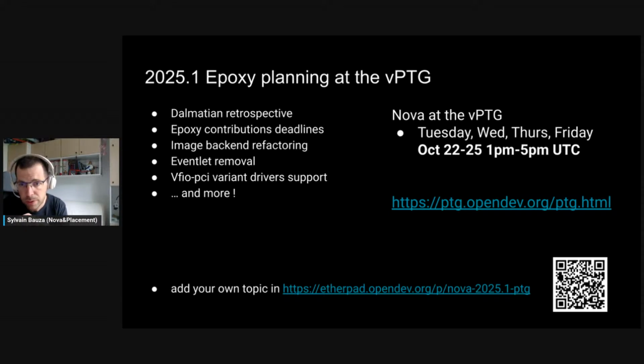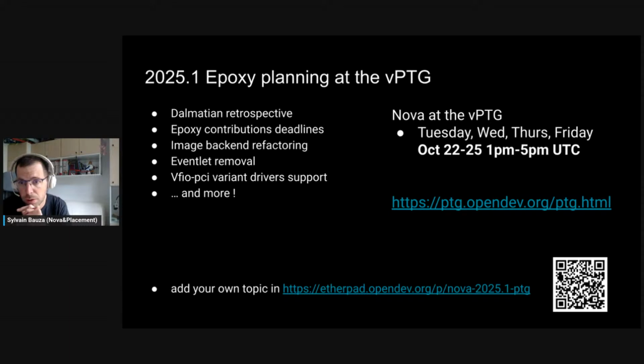So what we should be discussing for the PTG, which will be in about 3 weeks by now. At least we'll be discussing Dalmatian, the fact, for example, that we didn't have a lot of features, but bug fixes. We'll also be looking at the deadlines for the Nova specs contributions. So basically, if you want to create a new feature for Nova by spec, you need to know about the deadlines, and we'll tell you after the PTG.